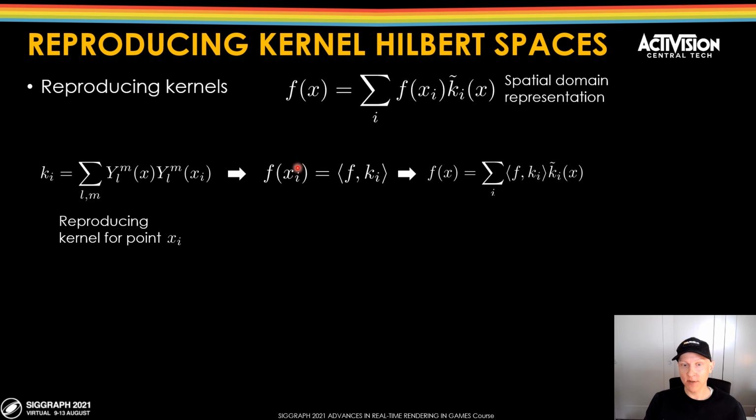Because of this reproducing property, we can write out this basis expansion, the spatial domain representation, using simply the inner products here, which correspond to the function values here. What you can see is that the ki's represent our basis vectors, and the k tilde are the dual basis vectors.